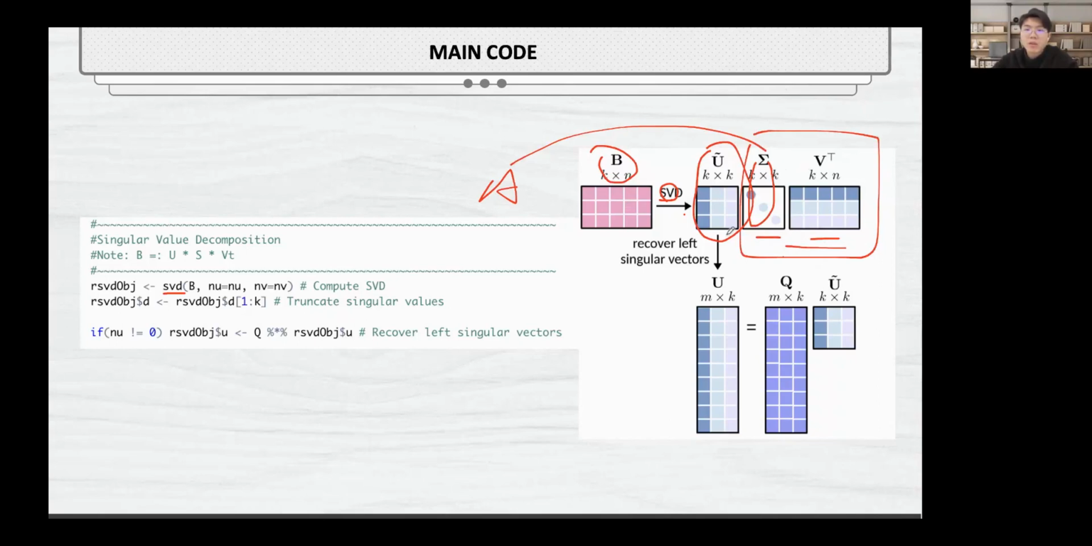And then in order to get the left singular vectors of the matrix A, we need to use the left singular vectors of the matrix B. We will combine the matrix Q derived in the first step with the left singular vectors of matrix B. This is U, and we can get this m by k matrix U. This is the left singular vectors of the matrix A.